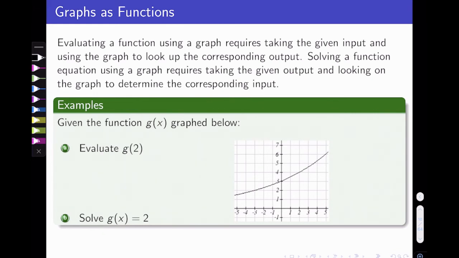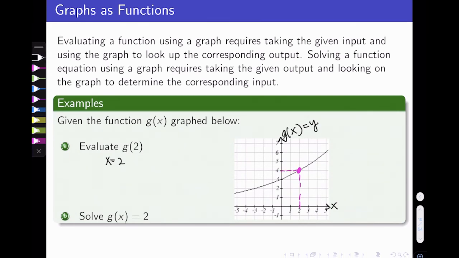Again, if I want to evaluate g of 2, this is telling me that x equals 2. So I want to go to x equals 2 on the graph, on the horizontal or x-axis in this case. This is our x-axis. This is going to be our g of x-axis here. That's corresponding to y. So I want to go to 2 on the x and go up until I hit the g of x line. And then I'll go backwards and see that the output is going to be 4. And when we evaluate g of 2 using the graph, the output is 4.